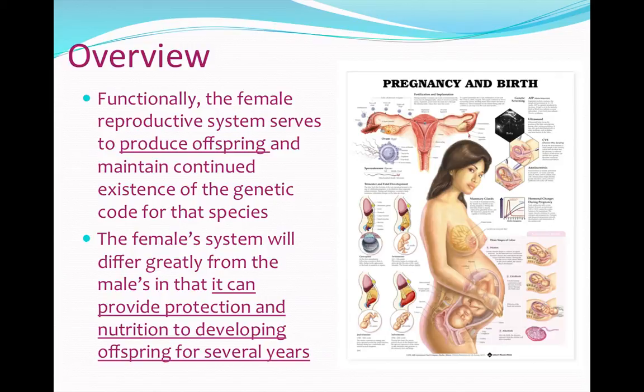Not only will new offspring be born, but the continued existence of the genetic code of that species will happen through reproduction. Males and females usually differ in the fact that females will provide protection and nutrition to developing offspring for, at least in a human's case, several years.